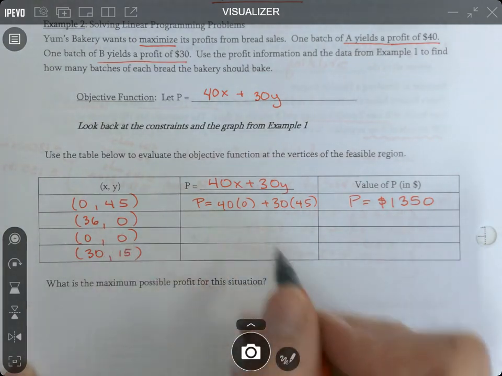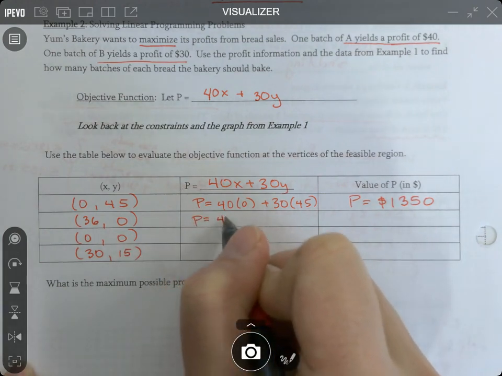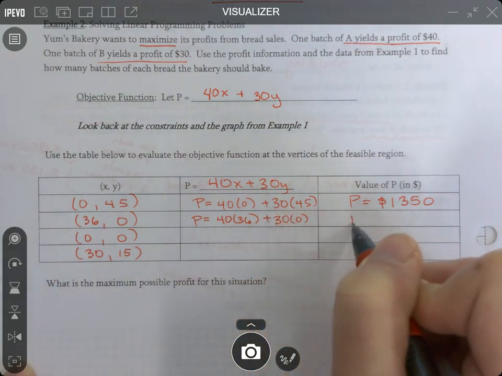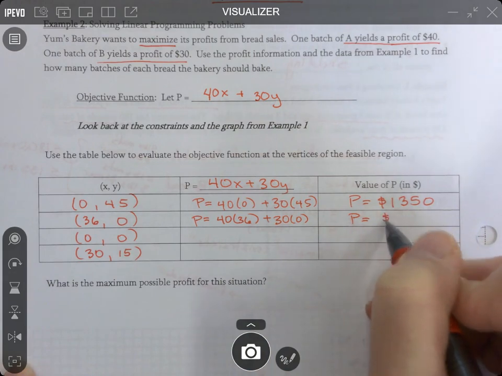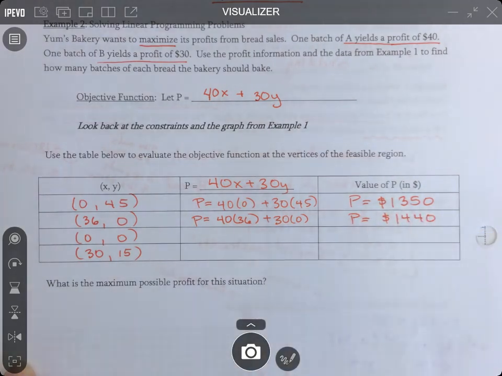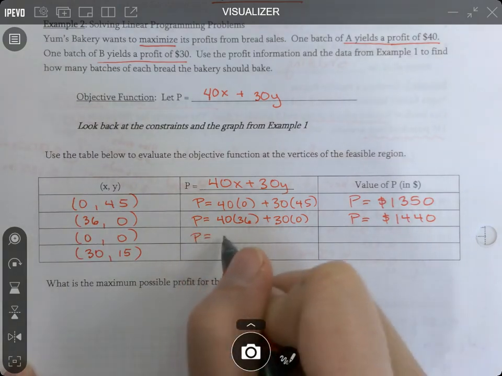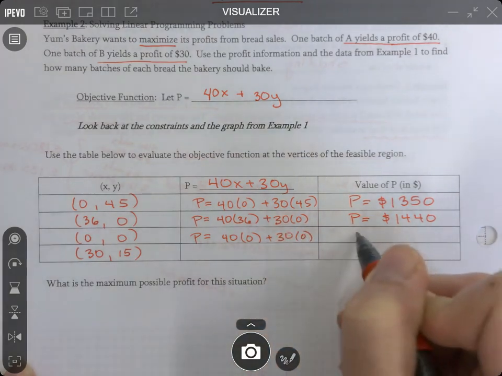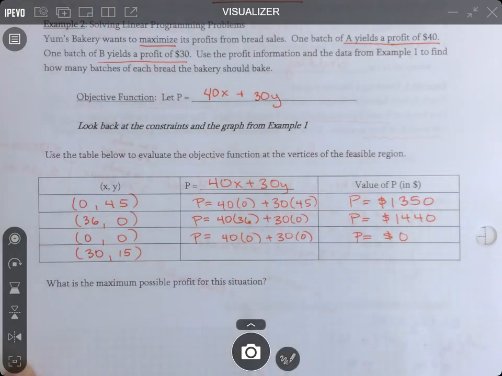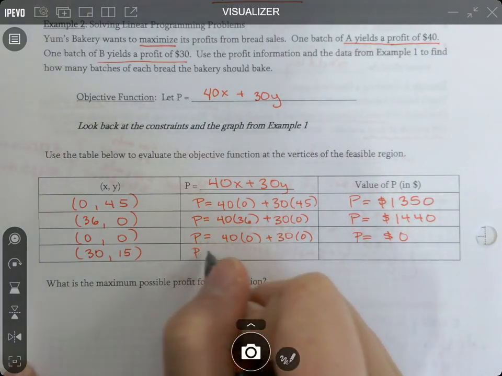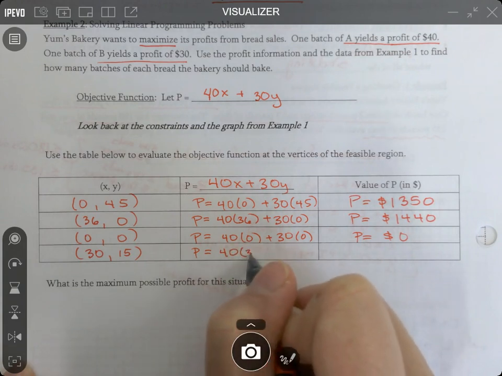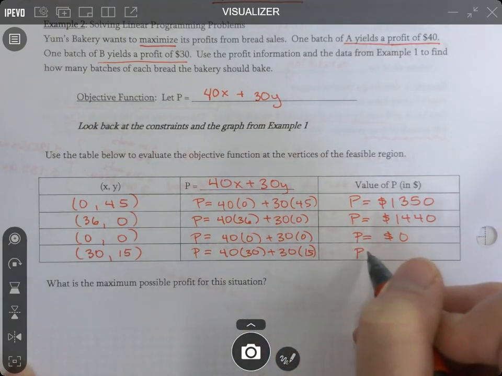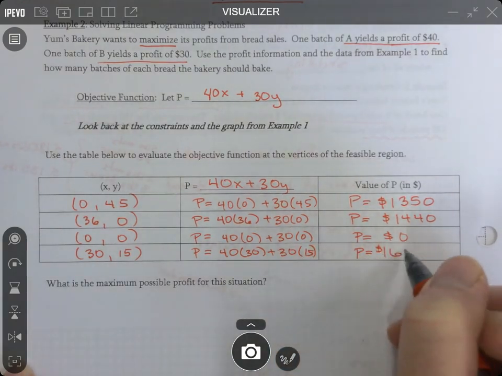All right, then we're going to take the 36, 0 and plug it in. It'd be 40 times 36 plus 30 times 0, and my profit would be $1,440. Okay, if we plug in 0 and you make no bread, then there's obviously no profit. But we're still going to show that. And then the last one. It's probably quicker for you guys to plug these numbers in and do it on your own than to read what I'm writing, because we're just filling in numbers, typing it in our calculator, and getting that total.